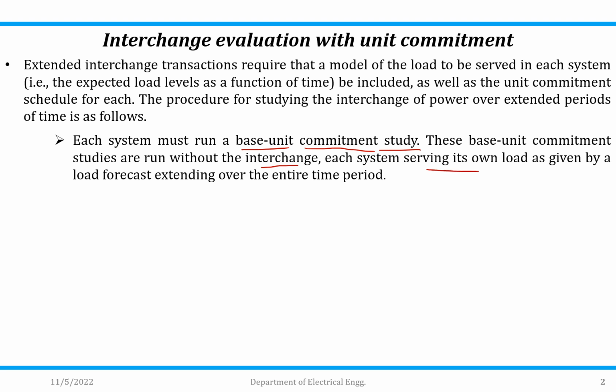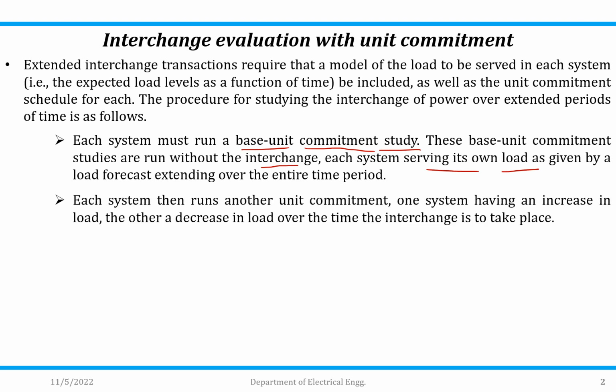Each system will be serving its own load. That doesn't mean the utility B's load will be imposed on utility A. No, we are going to find it out under separate loading conditions. Let's say from the previous example, for utility A it was 700. So we will think about only that particular area with that load only, which is given by a load forecast extending over the entire time period. Each system then runs another unit commitment, one system having an increase in the load and the other a decrease in the load over the time period the interchange is to take place.